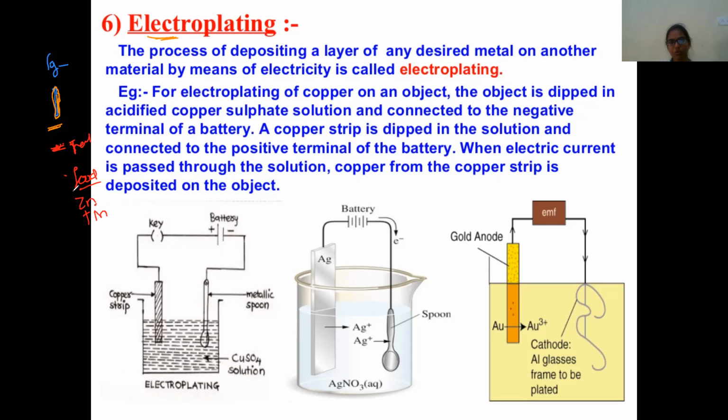All these things we're going to use for food preservative purposes, for avoiding rusting, and for aesthetic look. All these are the advantages. So how to do this important thing? Electroplating is the process of depositing a layer of a thin or any desired metal on another material by means of electricity.